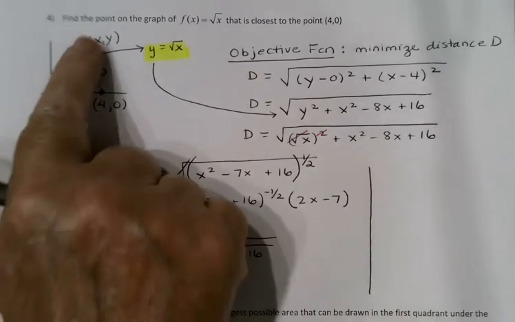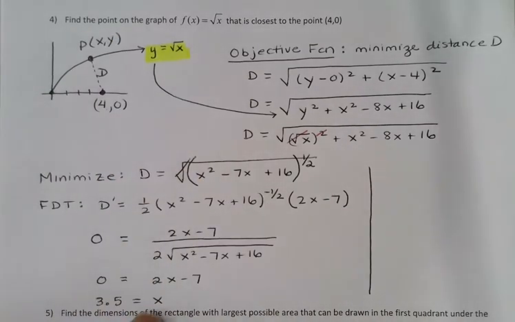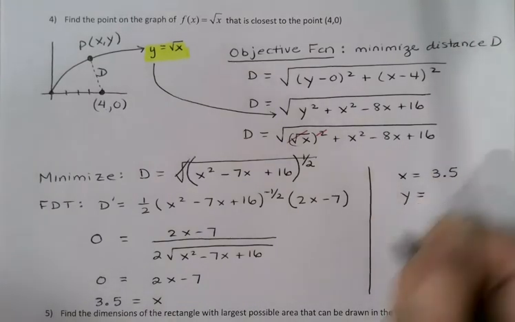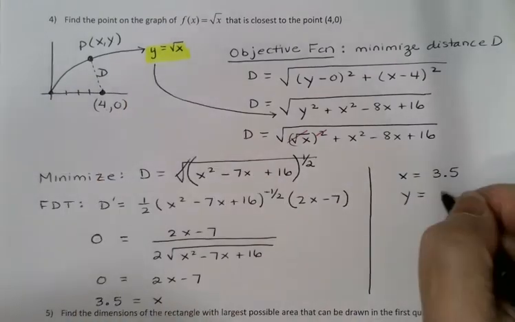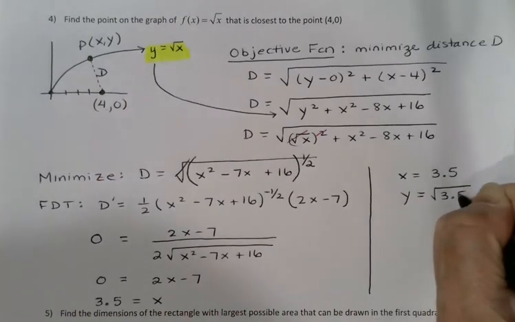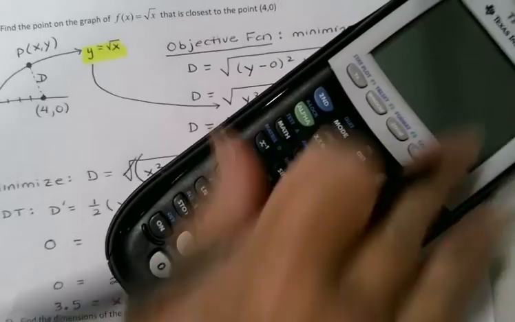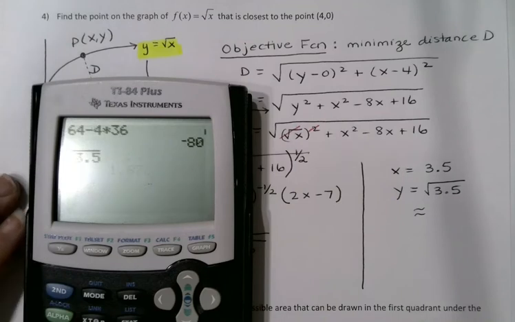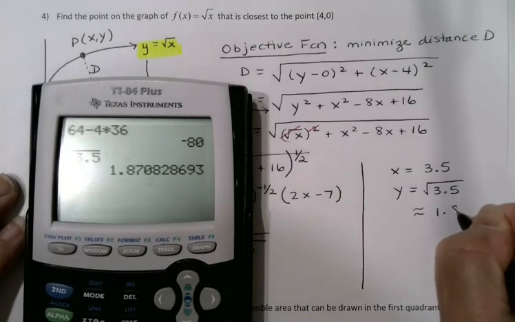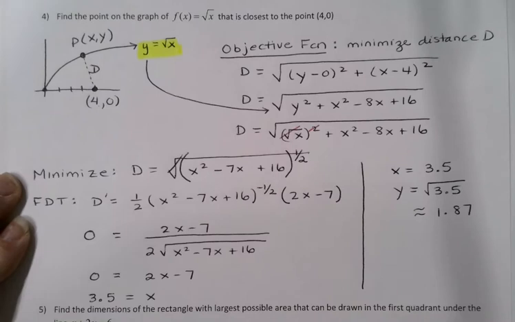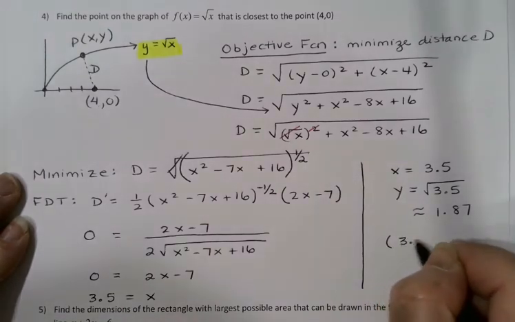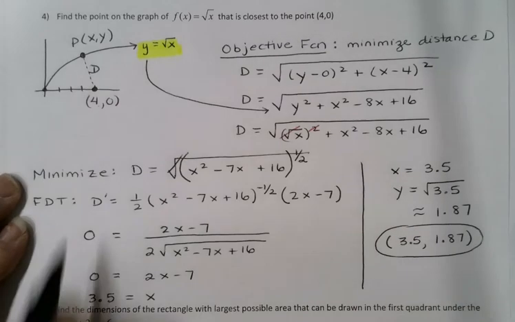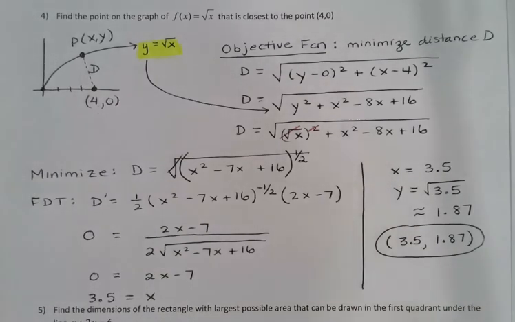So my goal was to find the point that was closest. I now know the x value. To get the y value, I just plug 3.5 back into my constraint. I can get a decimal approximation for that if I want to. It's about 1.87. So the point on the graph, (3.5, 1.87), is the point that's closest to (4, 0) while still lying on that original graph.